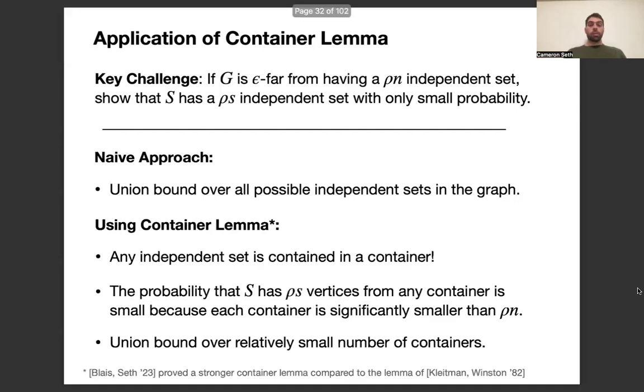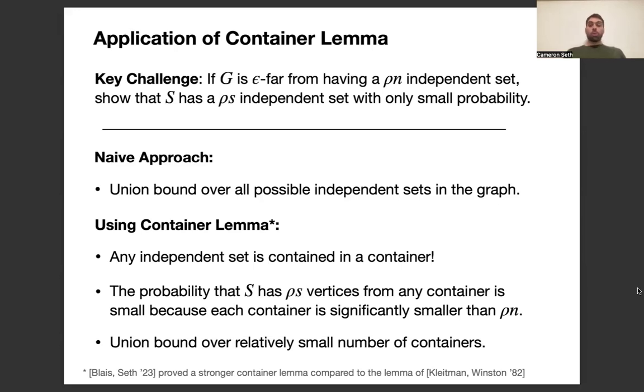So how can we use a container lemma? The key point is that by the container lemma, any independent set is contained in a container. What that means is that for our sample to find a rho s independent set, it must find rho s vertices from at least one of these containers. So now we can union bound over this relatively small number of containers. And since each container is fairly small, we can upper bound the probability that we get a lot of vertices from that container.